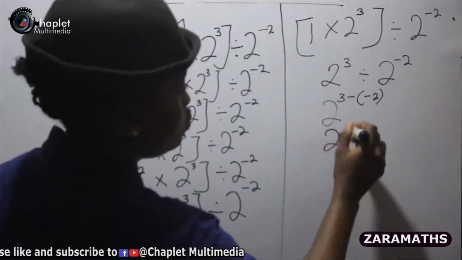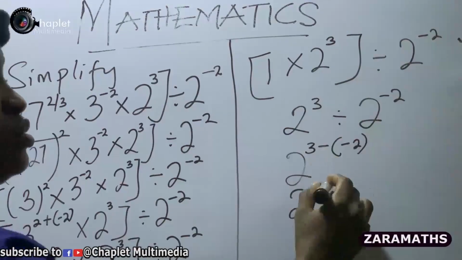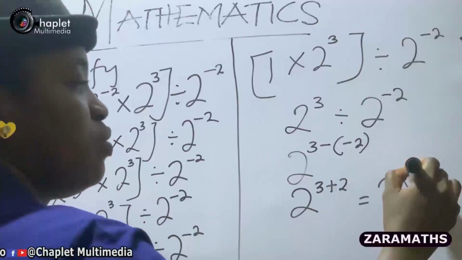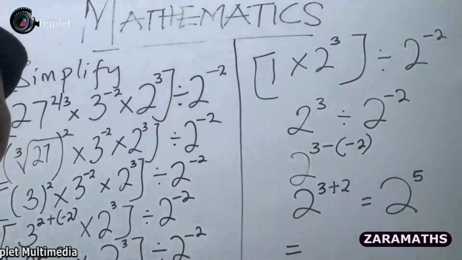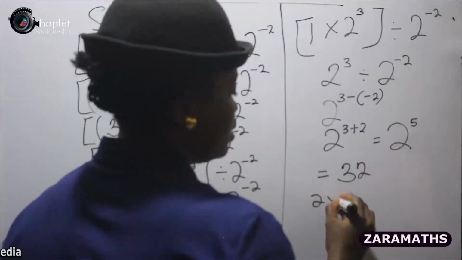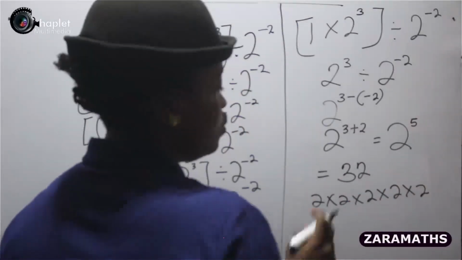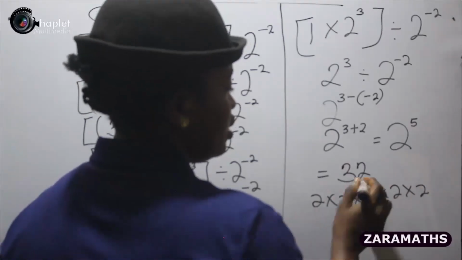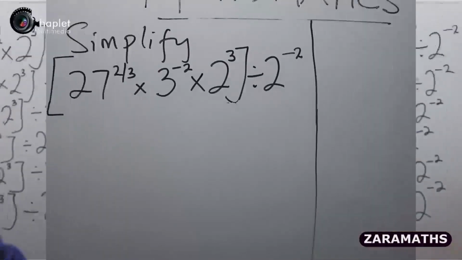So this becomes 2 raised to the power of 3, minus times minus is plus 2, to give us 2 raised to the power of 5. So 2 raised to the power of 5 is what? 32. That is 2 times 2 times 2 times 2 times 2. 2 times 2 is 4, 4 times 2 is 8, 8 times 2 is 16, 16 times 2 is 32. So this is our final answer.